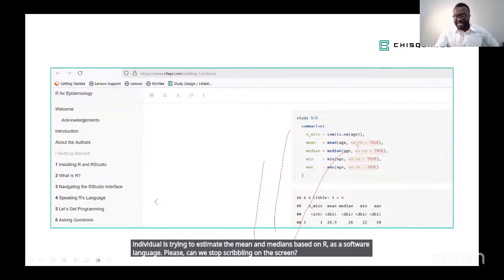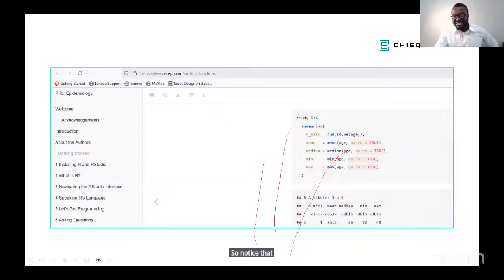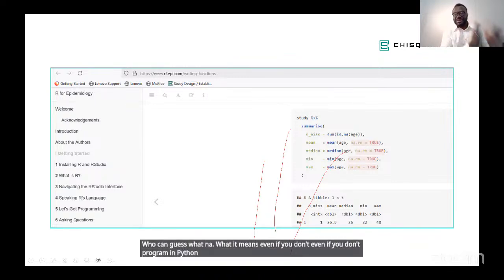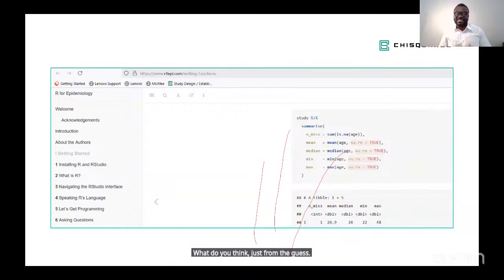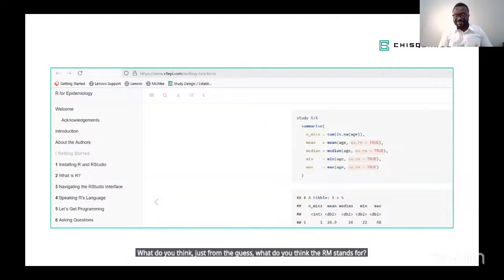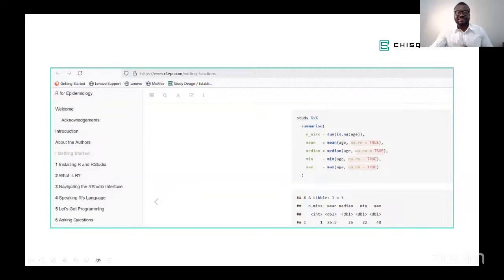So notice that the command is mean age na.rm equals true. Who can guess what na.rm means? Even if you don't program in Python, you know what NA means. What do you think, just from the guess, the RM stands for? And you can drop your answers on the chat too. Remove NA, not null, remove, exactly.